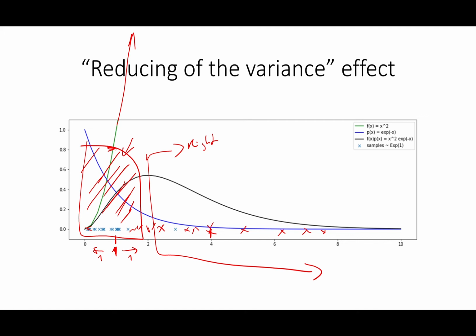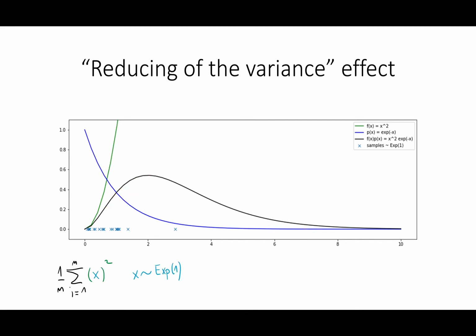But we are not really giving it a chance because we are sampling on the left. The majority of the samples will be on the left, and the average will be mainly taken from the samples on the left.